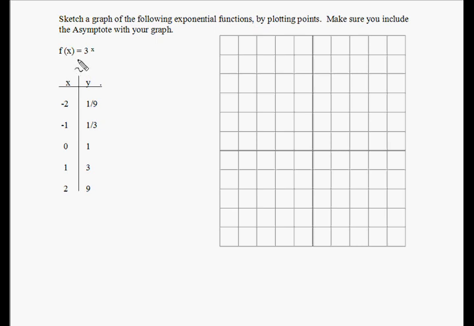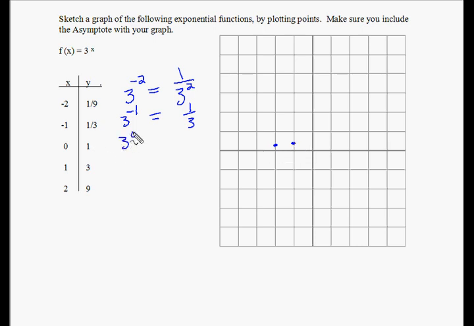Looking at the function f of x is equal to 3 to the x, and if I wanted to have these x values, my favorite numbers, -2, -1, 0, 1, 2, those go in where the x used to be in the equation, which is the exponent. So 3 to the -2 is equal to 1 over 3 squared, which is 1/9. So at -2, we're 1/9. 3 to the -1 is equal to 1 over 3, a third. So -1 is a third.